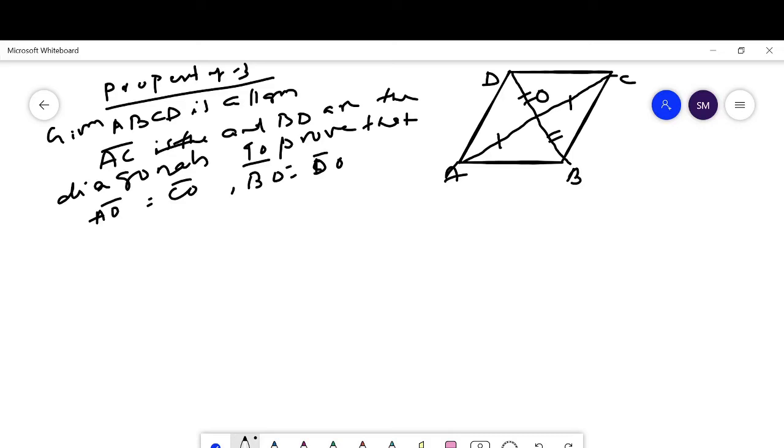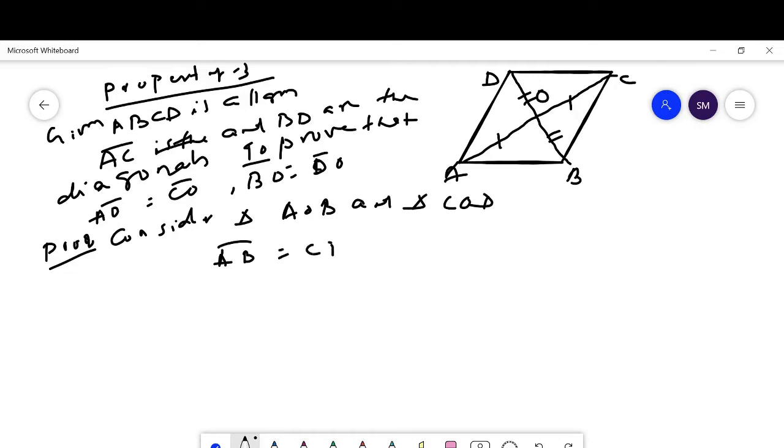Here consider the triangle. Then proof. Consider triangle AOB and triangle COD. Then here AB is equal to CD, since they are opposite sides of the parallelogram.